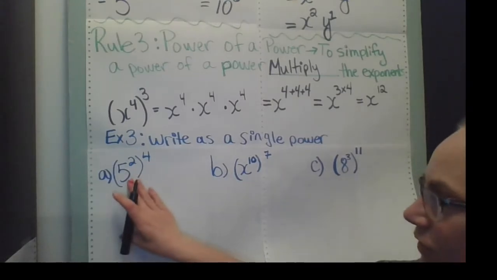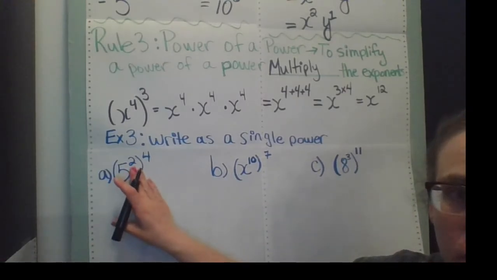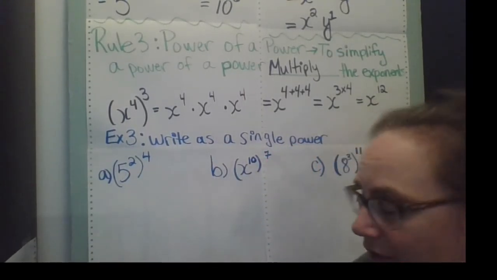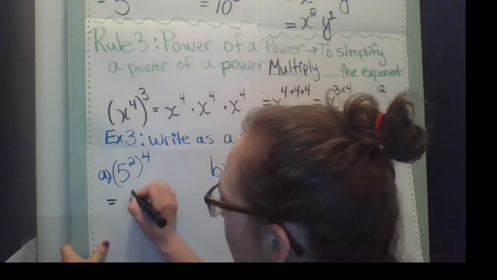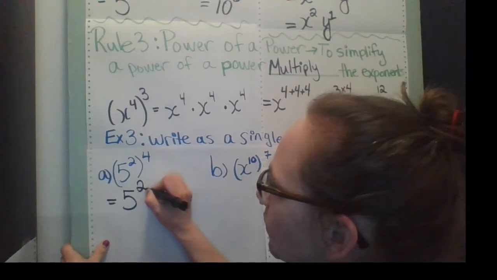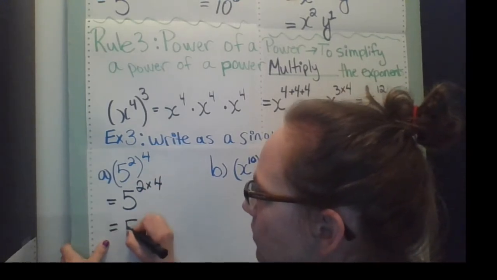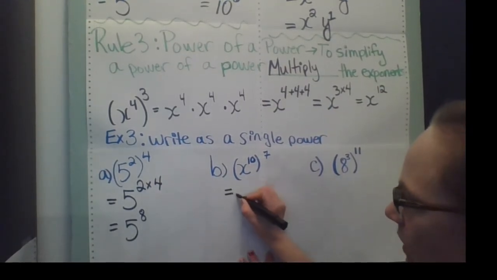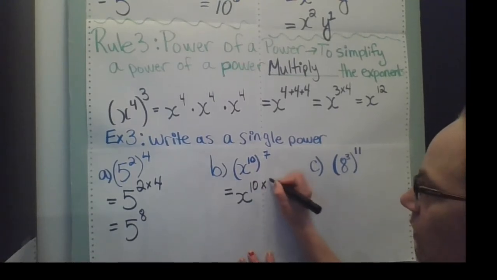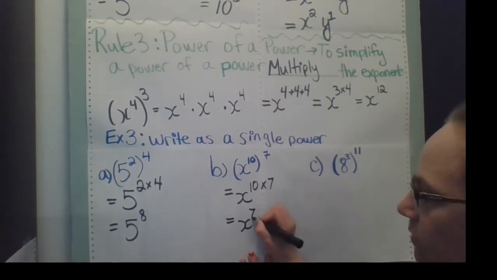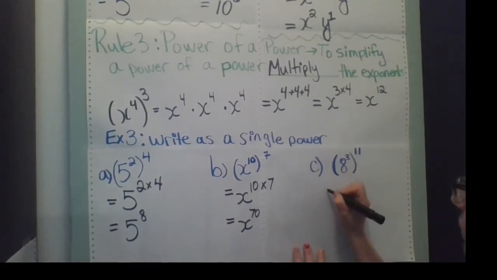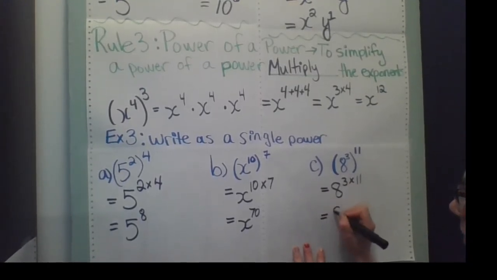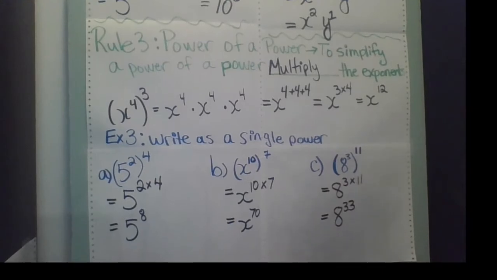All right, let's use our rule. So first example, I've got 5 to the exponent 2, all to the exponent 4. And again, all I'm doing is just writing as a single power. I don't have to evaluate yet. So I keep my base, I take my exponents, and I multiply them. And 2 times 4 is 8. So my answer is 5 to the exponent 8. Let's try that with the x. So same thing, keep my base, multiply my exponents, and you get x to the exponent 70. Last one, keep my base, multiply my exponents, and you get 8 to the 33.